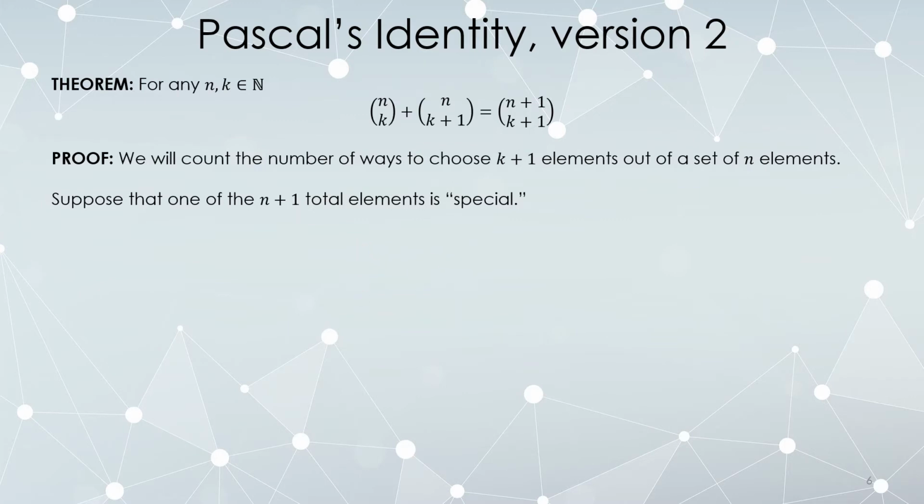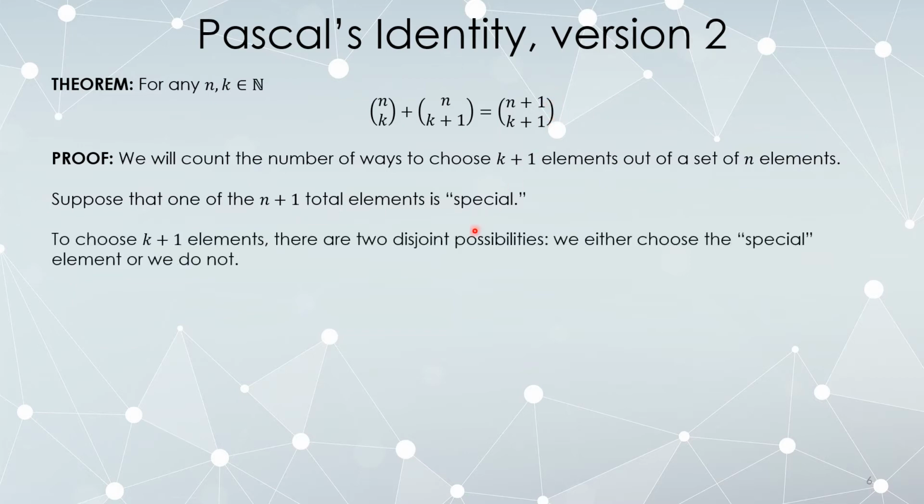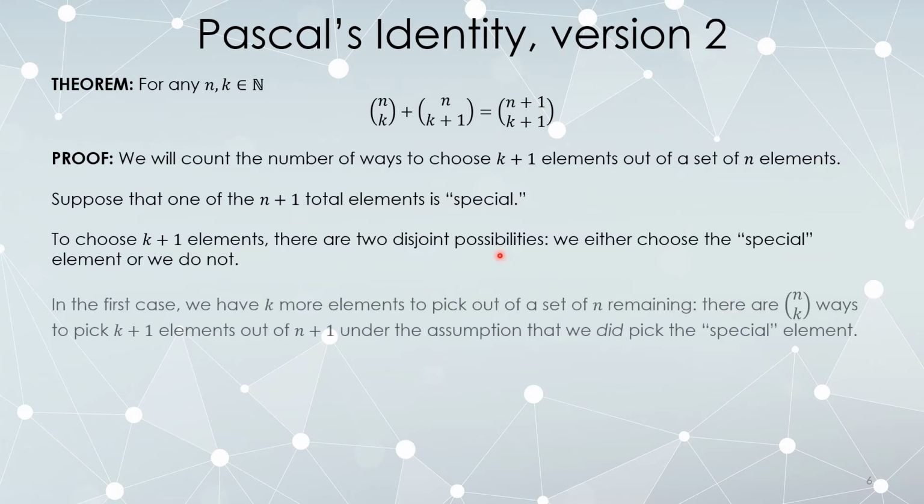So we're going to choose the number of ways to do this. We are choosing k plus 1 elements out of n plus 1. Suppose that one of these elements is special. Either we choose the special one or we don't. Suppose we do choose the special one. Then I have k more elements to pick out of n non-special elements. So there are n choose k ways to do that.